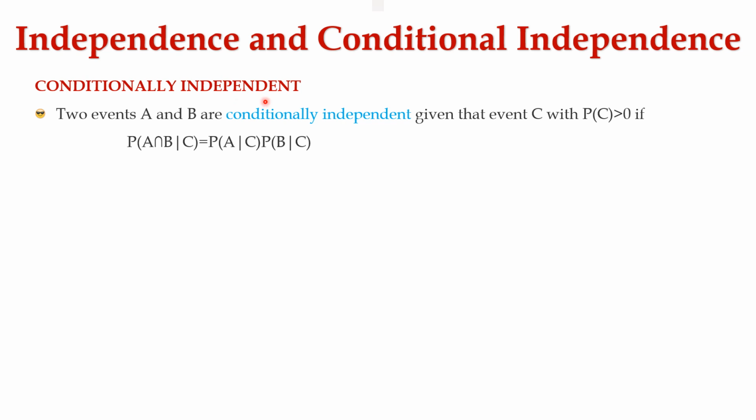Next, conditionally independent. Here, two events A and B are conditionally independent given event C, with probability of C greater than 0, if probability of A intersection B given C is equivalent to probability of A given C into probability of B given C. Or equivalently, probability of A given B intersection C is equivalent to probability of A given C.